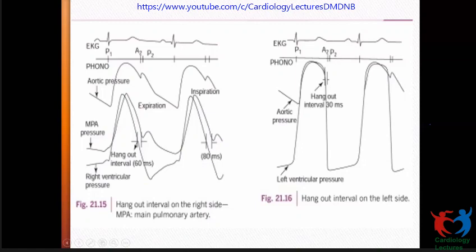So there is a phasic variation. Phasic is when there is change during respiration. Whereas when you look at the aortic side, the hangout interval is extremely short. It is 30 millisecond. I told you anything 30 doesn't matter. And it is not phasic, that means it doesn't change with respiration.